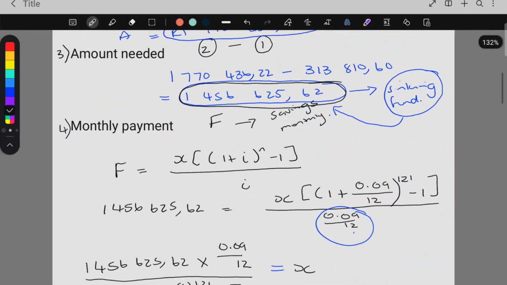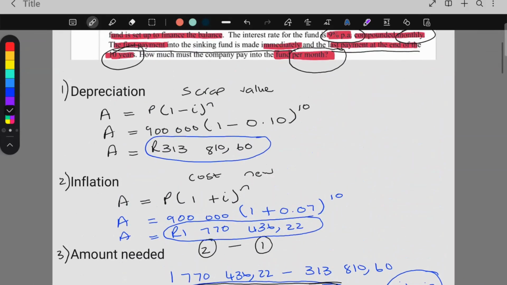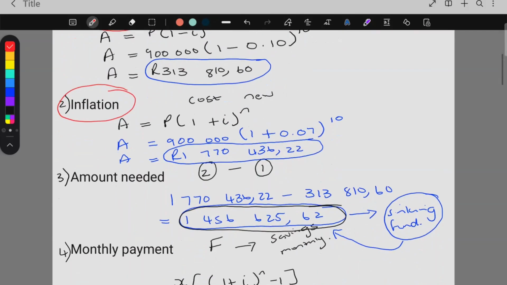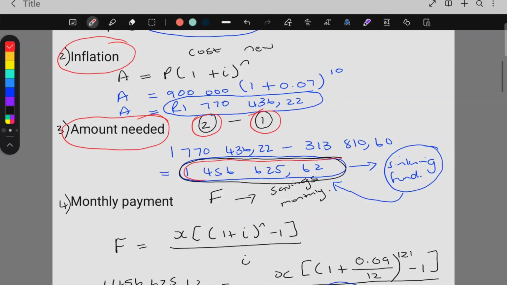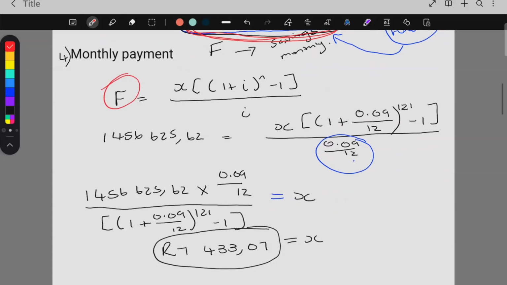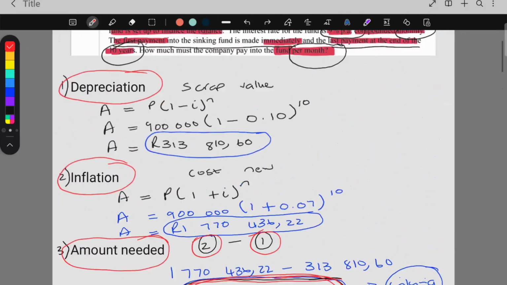And that's how you do a question like this, grade 12. There's all your steps. So remember, first, it's depreciation. This is the scrap value. Then inflation. Then you work out the amount you need, which you get by saying answer in step 2 minus answer in step 1. This answer that you get here is the future value. And if they ask you to work out the monthly payment, you sub it into the F formula because this is a savings account. And you work out your X like we've done here. And that's how you work out the monthly payment for a sinking fund.